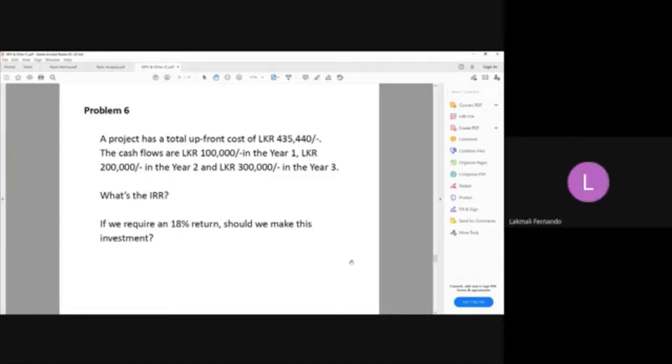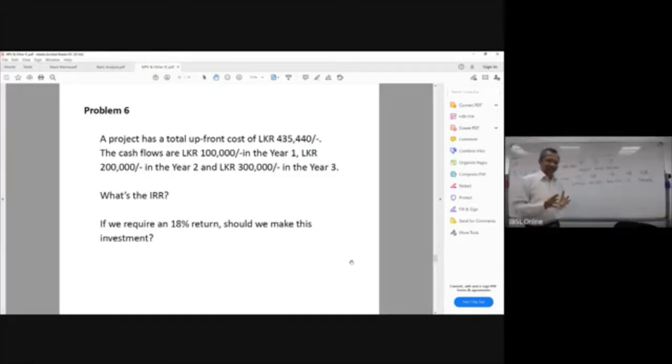15%. Okay. You can see how the problem has been given so that you can get that 15. That's why the upfront cost is 435,440. It is not a round figure. Normally you don't give investment cost like this, so it has been done to get 15%.